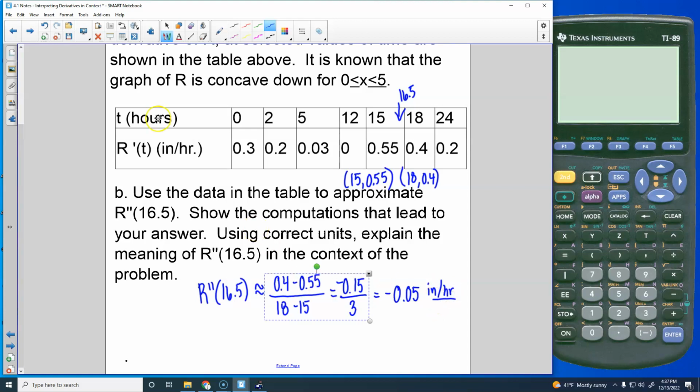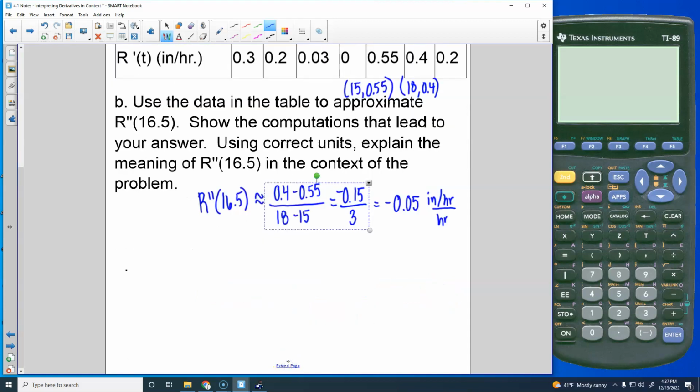And then our x is hours. So when we're talking about a second derivative, we're talking about the rate of change of the rate. R gives us the amount of the height of the water in the rain gauge.